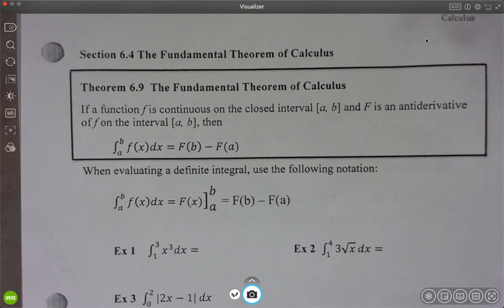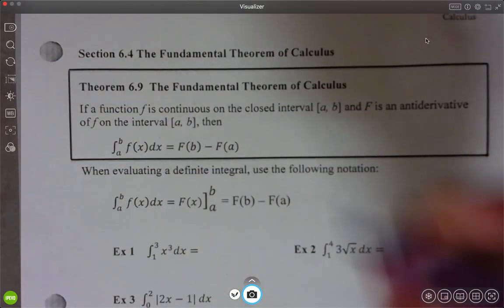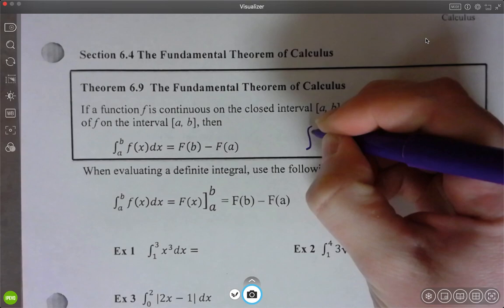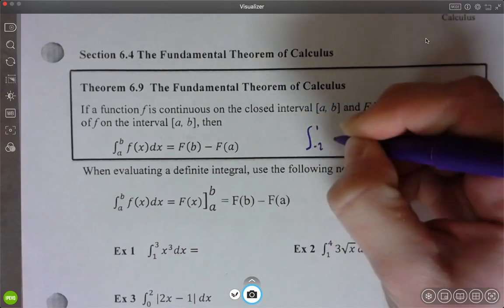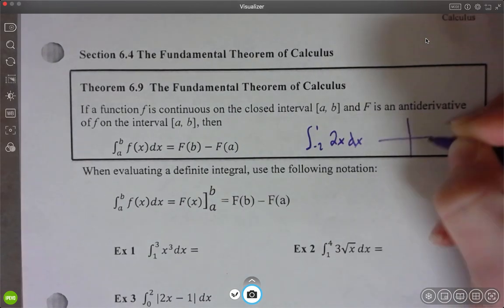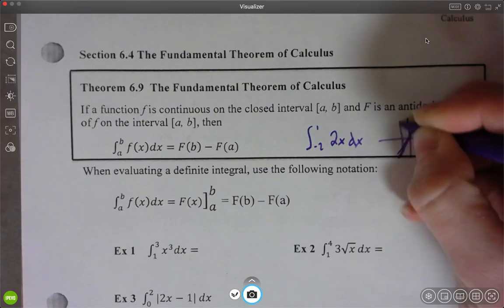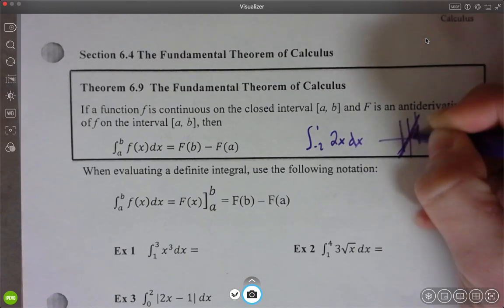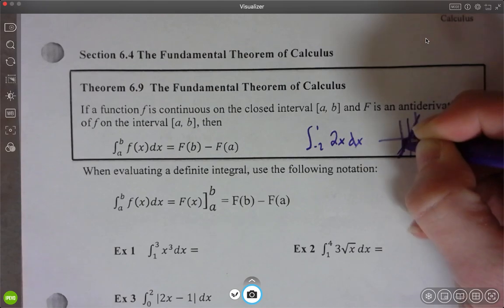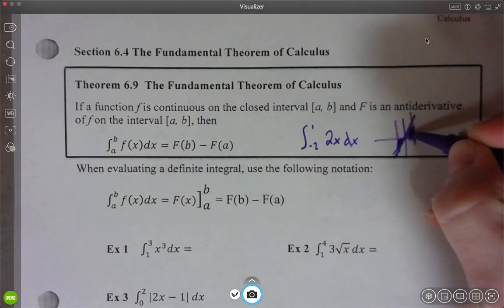But in section 6.3 we talked about definite integrals and how they're set up. The example that I used was the integral from -2 to 1 of 2x dx, and we talked about how the graph of that would be a function that looks something like this, and we're going from -2 to 1. So basically we're looking at these two areas here and adding those together. This is a negative area, that's a positive area, putting those two together.